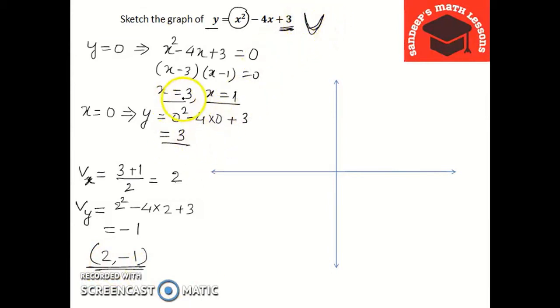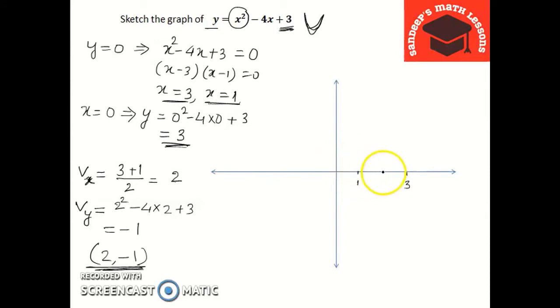I have the information that the x-intercepts are 1 and 3. The y-intercept is 3 and the vertex is at 2 comma negative 1. So let us try to plot the points. They need not be accurate because in a sketch you don't need to be accurate, and approximate values will do.